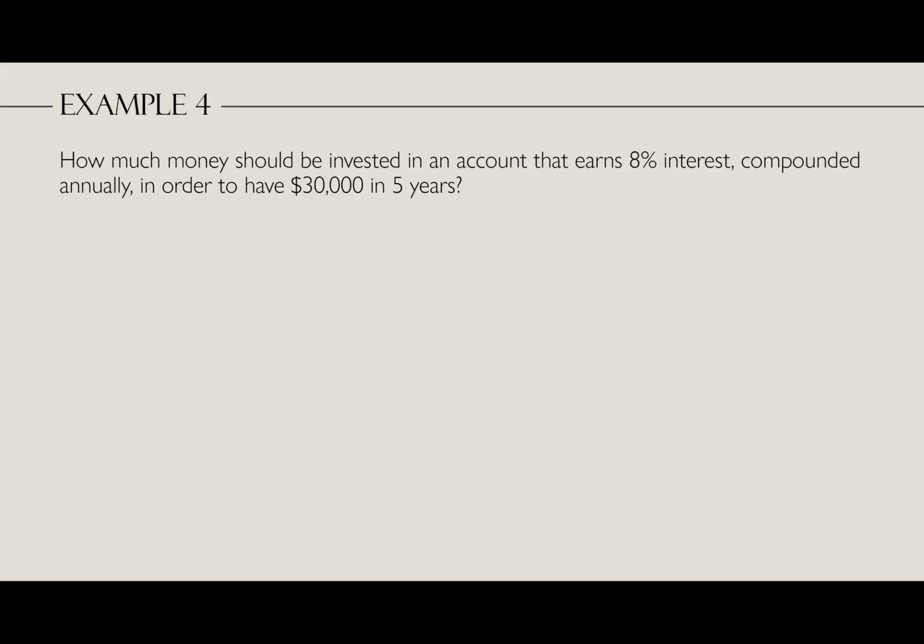So let's do 2 examples with this. For example, how much money do I need to invest if I have an account that earns 8% interest compounded annually if I want to have $30,000 in 5 years? So here I'm asking not how much is it going to be worth, but how much do I need right now? So I'm going to use my present value formula, which is P is equal to A over 1 plus r over n to the nt power. And I want to figure out what my principal should be.